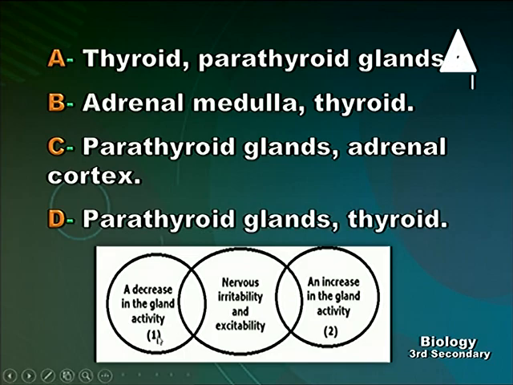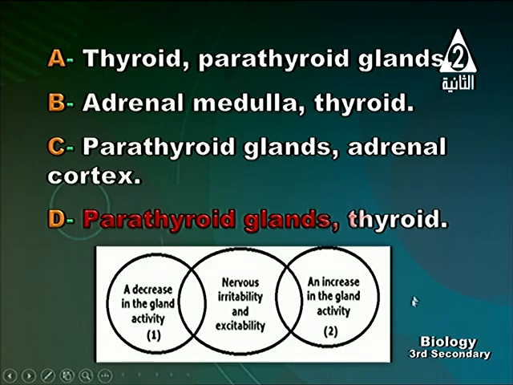We said that hormone number 1 is parathormone, which is secreted from the parathyroid gland. Hormone number 2 is thyroxine, which is secreted by the thyroid gland. So the answer will be parathyroid gland and thyroid gland.